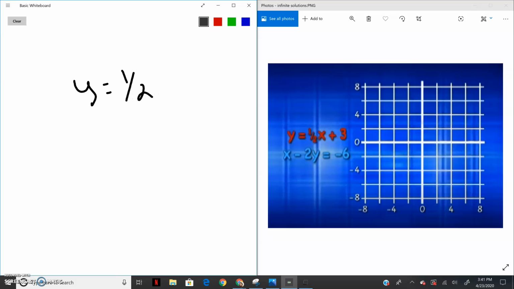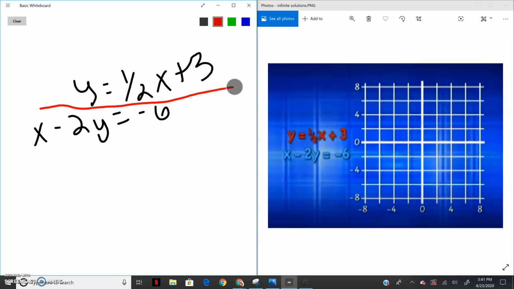y equals 1/2 x plus 3 is already in y equals mx plus b form. But this other one, x minus 2y equals -6, is not. So what I want to do is change it to y equals mx plus b form, and I want to show you that.